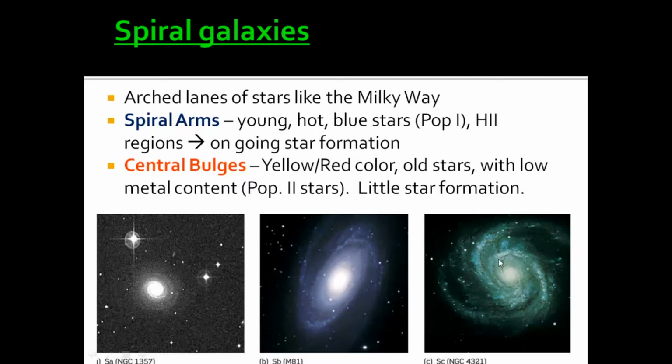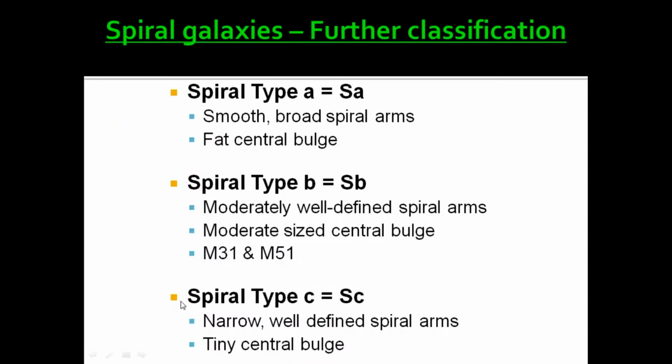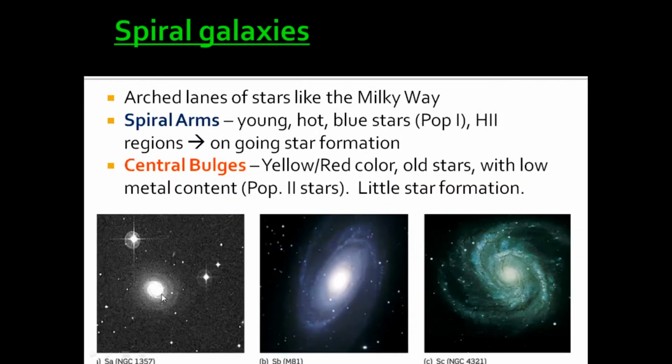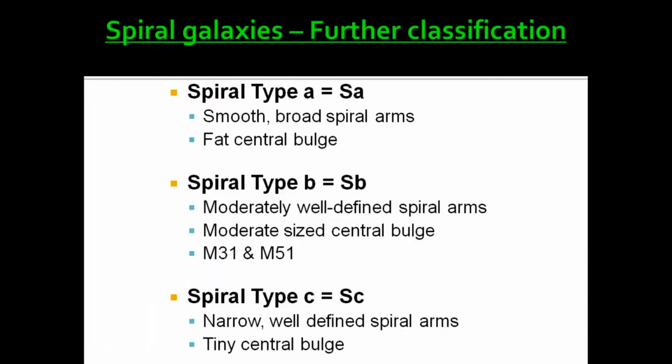Now let's look at spiral galaxies type C. Look at this tiny bulge and very distinct spiral arms. So spiral type C, designated by capital SC. Those spiral arms are narrow and well defined and have a tiny central bulge. Let's look at these one more time. A on the left, B in the middle, and spiral type C on the right. So those are your spiral galaxies.